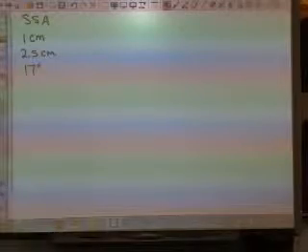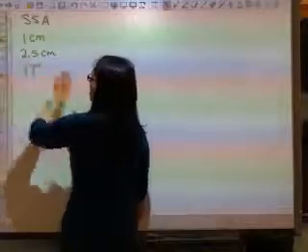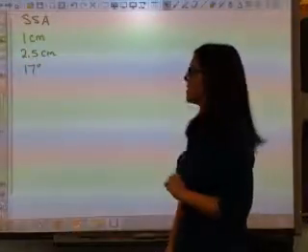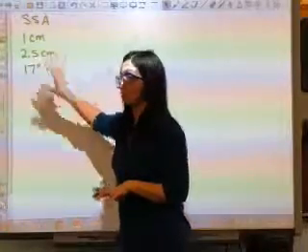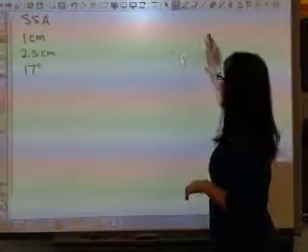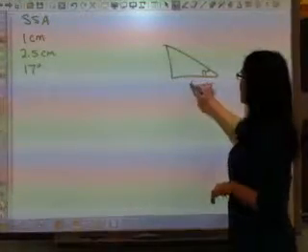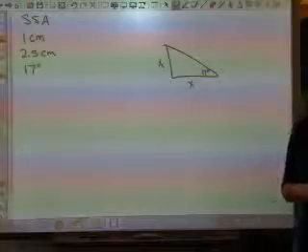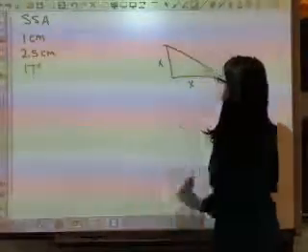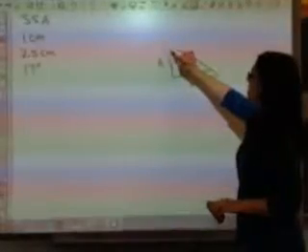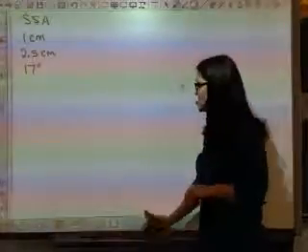So you're going to draw me a triangle where one side is 1 centimeter, one side is 2.5 centimeters, and the angle that's not in between them. So if I was to draw this out, if I was to just quickly sketch a triangle, this would be my 17, and those would be my other two measurements. Or the 17 could be on this end up here. But the 17 does not come between the two sides.